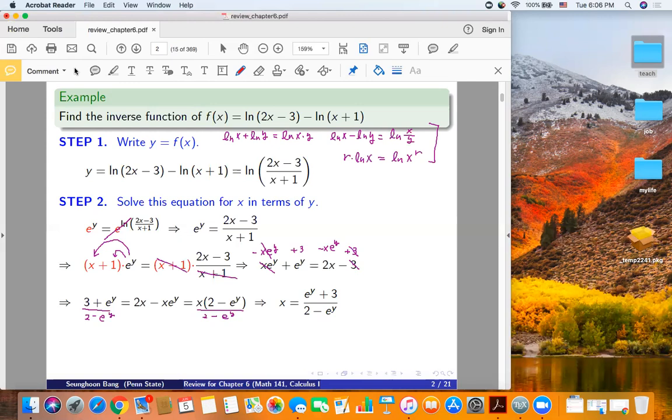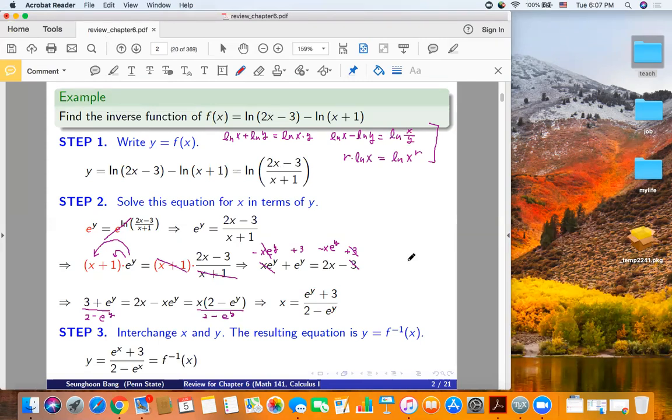What's it like step 3? Step 3 is interchange x and y. So what does it mean? So like this. You have to interchange x and y. You can replace x by y and y by x. That's it. This is like step 3. The resulting equation is inverse function. That's it. This is the whole idea for solving the first kind of problem.